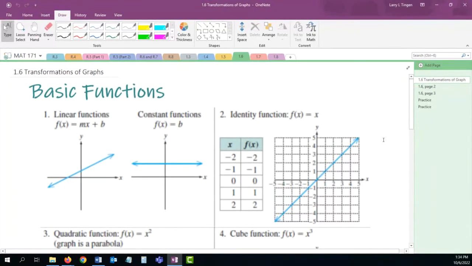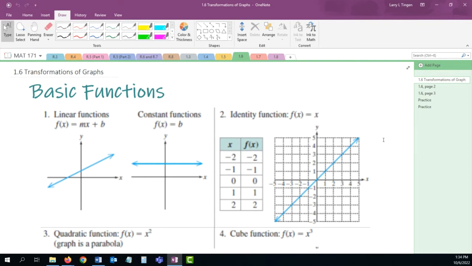So in 1.6, we're starting out with some basic functions. First off, you have linear functions on the left. Linear functions have the slope. If it's positive, it's rising from left to right. If it's negative, it's falling from left to right. If the slope is 0, it's a constant function, which you see on the graph here. And if it's vertical, it's not a function. So that's a key point here.